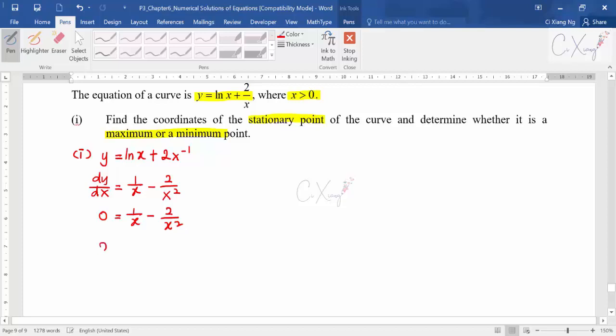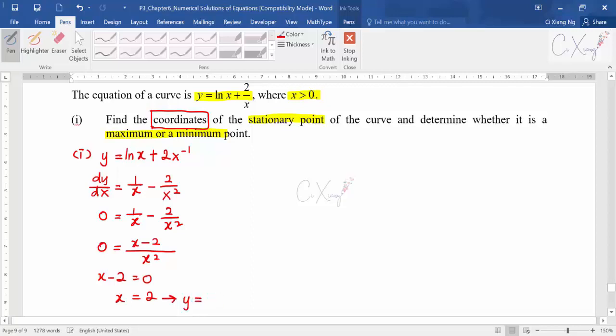Okay, so for me, I will combine these fractions together, and they become (x minus 2) divided by x squared. So x squared cannot be 0, the denominator cannot be 0, right? So you only can consider x minus 2 equals 0, and you get one stationary point, which is x equals 2. Okay, so do you need to find out the y? Yes, because they're asking you to find out the coordinates. Coordinates means both x and y. If your x equals 2, then what is the value for y here?